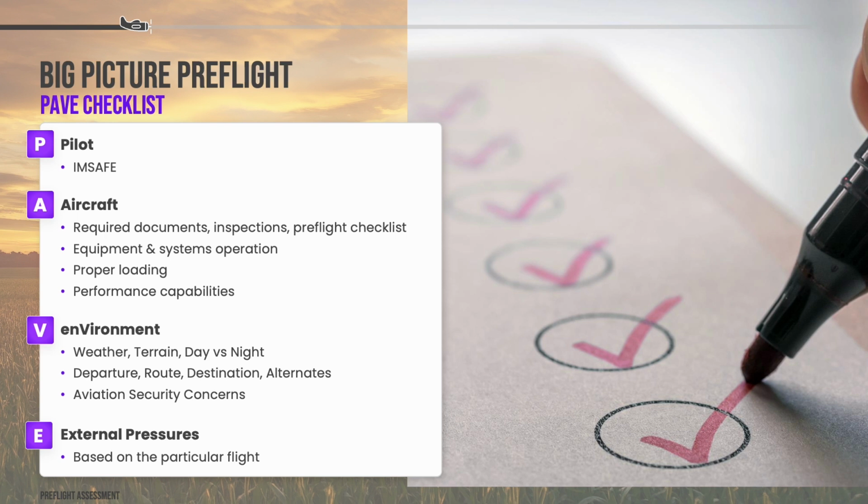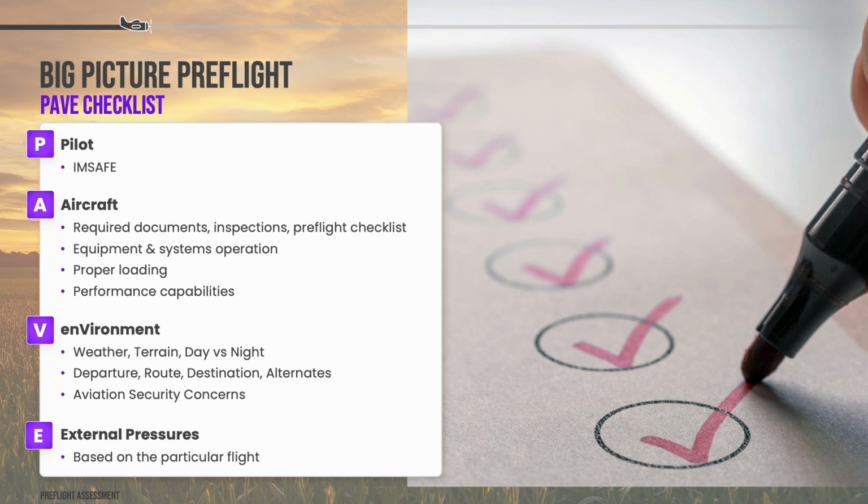So the pilot starts with I'm safe, which is illness, medications, stress, alcohol, fatigue, and emotional. Aircraft, we have to talk about the required documents, inspections, pre-flight checklist, equipment and systems operation, proper loading, performance and capabilities. And then the environment, we're looking at weather, terrain, whether it's night or day, our departure, our route, our destination, our alternates, any safety concerns or security concerns. And then finally, the external pressures is the E, and that's based on that particular flight.